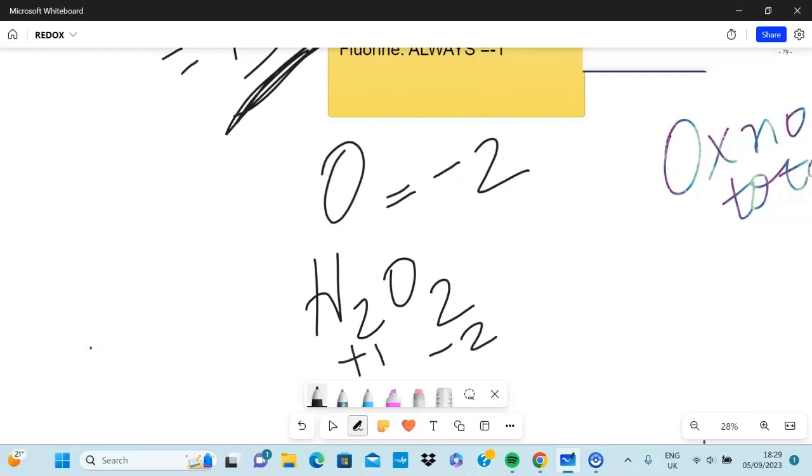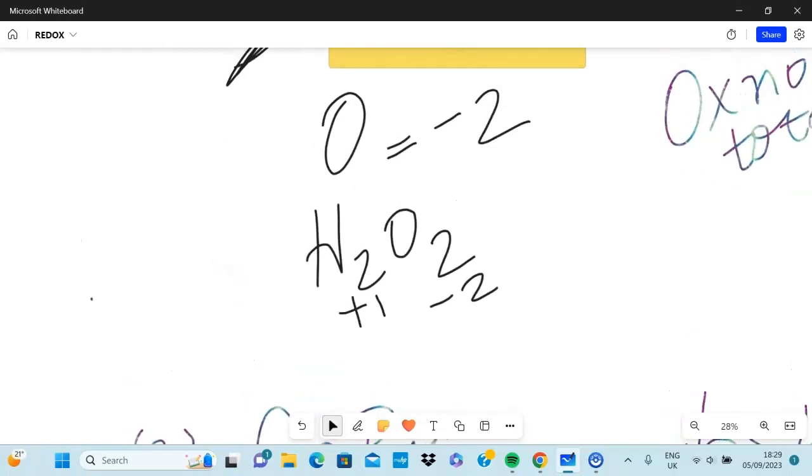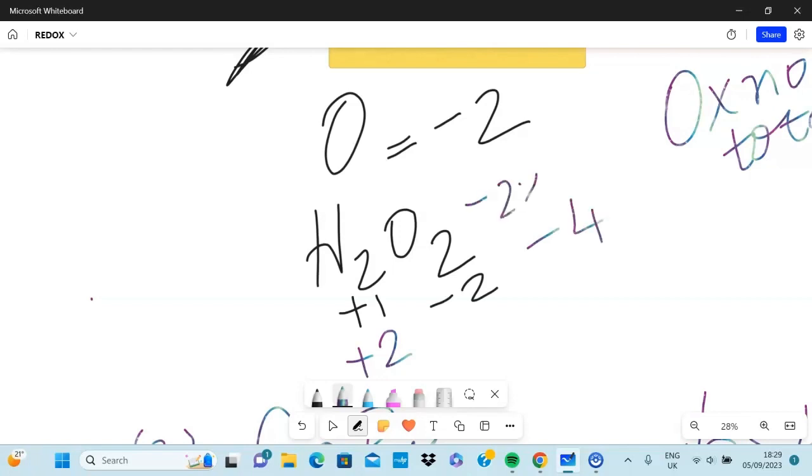But for this one, if I say it's minus 2, which it's not for oxygen, and we know it's plus 1 for one hydrogen. But look, there's 2 hydrogens here, so I'll have to count that as well. So that's going to be originally plus 2. And there's 2 oxygens, so that's going to be minus 4, because minus 2 multiplied by 2 is minus 4. That does not add up to 0. Your goal, remember, is to get to 0.